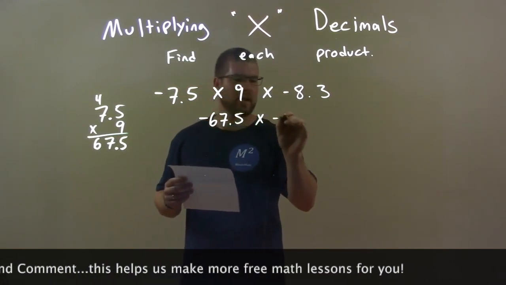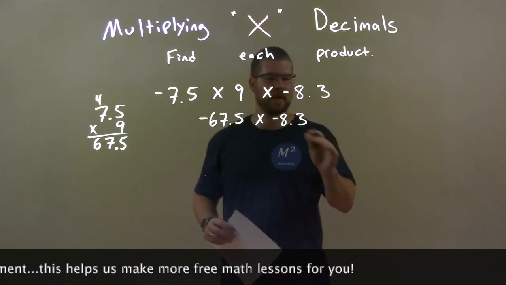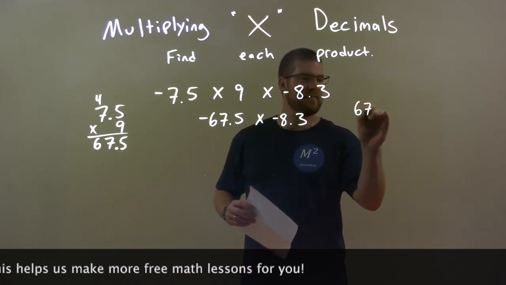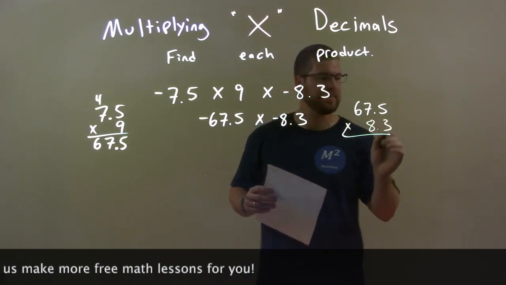and then we're going to multiply that by the negative 8.3. Okay? So now I'm going to do that over here. Ignore the negatives and apply them at the end. 67.5 times good old 8.3.